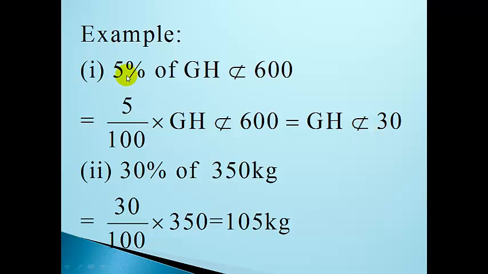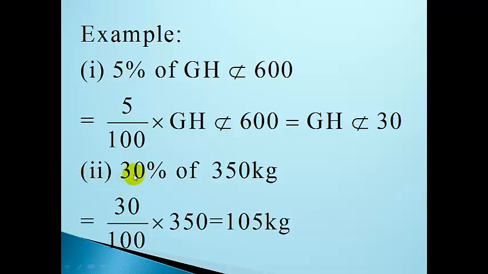I repeat, 5% of 600 Ghana cedis is equal to 5 divided by 100. That is the percentage divided by 100 times the amount. So 5 divided by 100 times 600 Ghana cedis. And 100 goes into 600 6 times. When we multiply 6 by 5, the answer is 30. So we have 30 Ghana cedis.